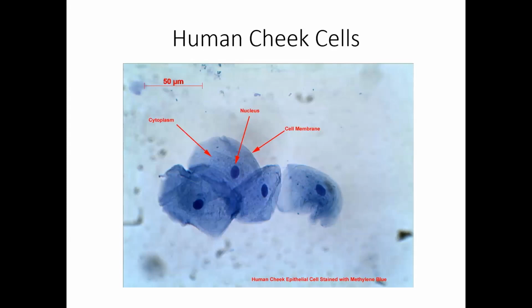Human cheek cells look just like this. They're flat. They stain dark blue for the nucleus and light blue for the cytoplasm. You can't see the membrane, but you can see where it's located. Something else to point out is that every nucleus is exactly the same. Every nucleus contains all the DNA of the person that it came from. It's just that most of that DNA is turned off. Only the segments of being a cheek cell are turned on, but everything is there.